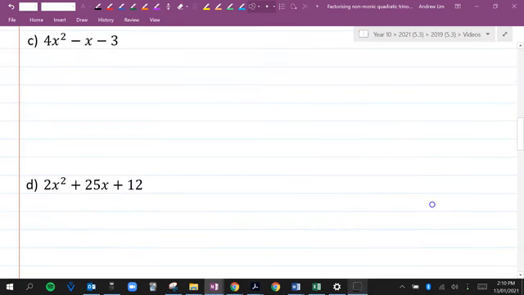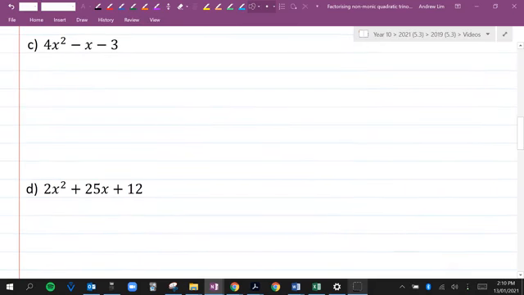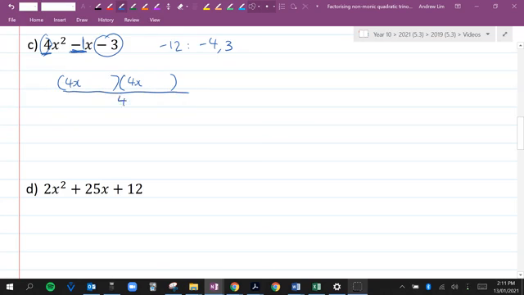Alright, question C. First step, multiply. I'm going to multiply 4 and minus 3 to give me minus 12. And the two numbers that multiply to negative 12 but add to negative 1 are negative 4 and 3. So I'm going to take this 4, open up my brackets, 4x, 4x, and put it all over 4. Then I'm going to put this minus 4 in first. Then it's positive 3, so plus 3.